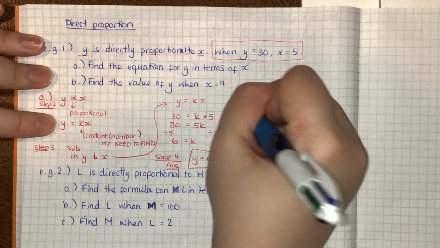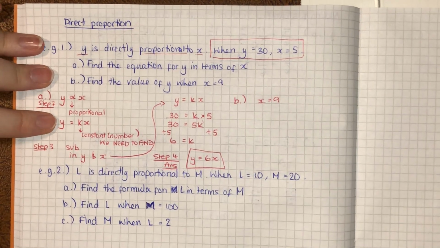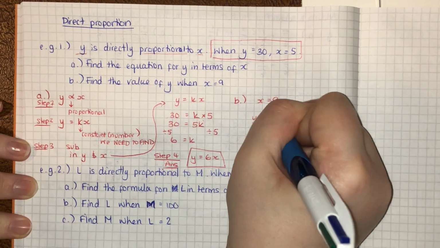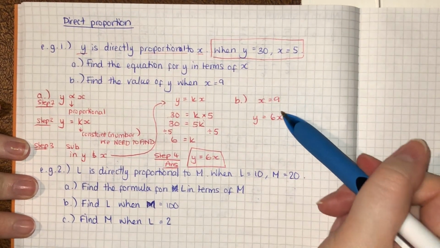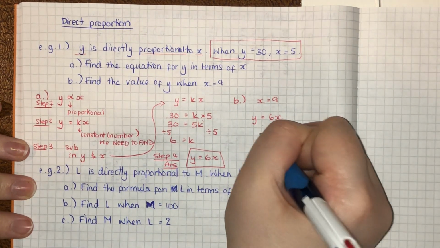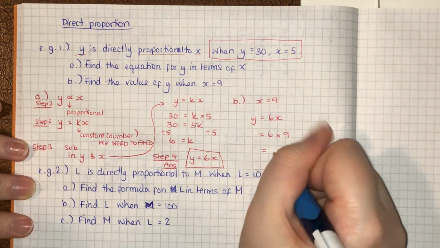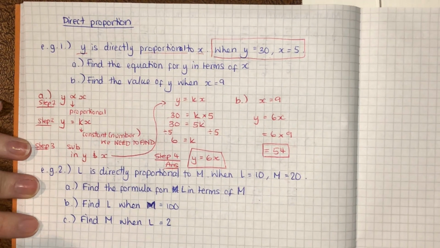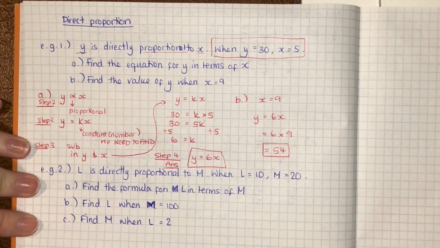So for part B, we're told that x is 9, and we need to work out the value of y. So we can use this formula, y equals 6x. So because we know that x is 9, I can change that x to be 9. So it would be 6 multiplied by 9. Okay, and we just multiply them together. And straight away it tells me that y is 54. Okay, and that's all you need to do for those questions.